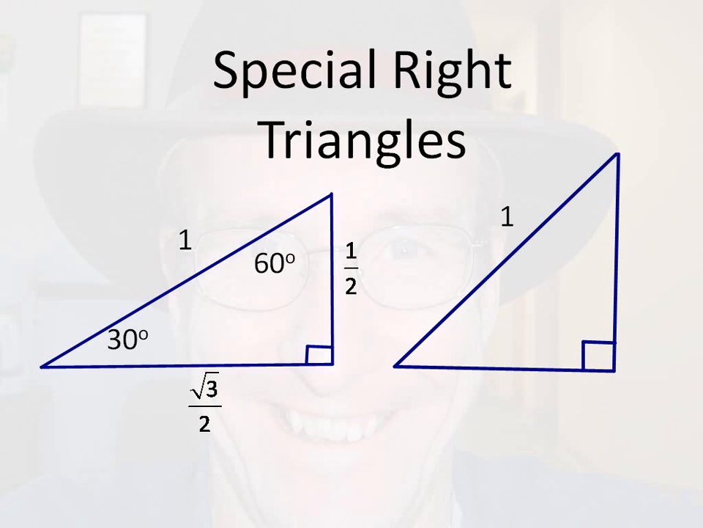Another one of our special right triangles, where I've also assigned the hypotenuse a value of 1, is the 45, 45, 90. Now, of course, remember that the sides of a 45, 45, 90 triangle, if the hypotenuse is 1, would be the square root of 2 over 2. These two triangles and their properties we're going to use to construct a unit circle.